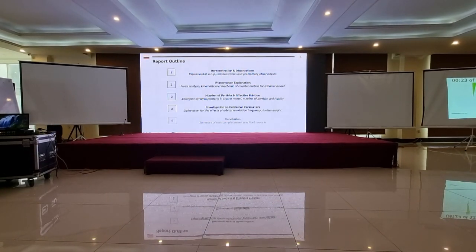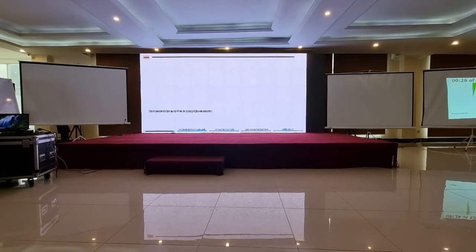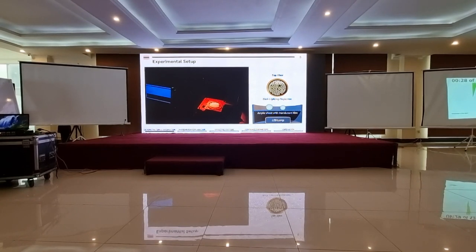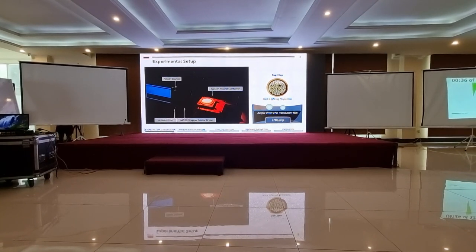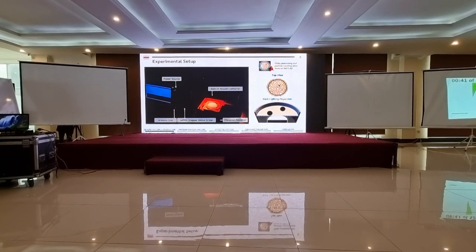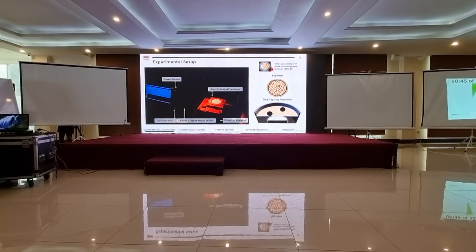Here is my presentation outline for today. This is my experimental setup with balls in a round container. The orbital motion was driven by a self-built orbital shaker with a revolution frequency controlled by a simple control system. The setup ensured consistent orbital revolution frequency with minimal vibration. To track the movement of the balls, we use a backlighting technique to ensure precision in the video processing.